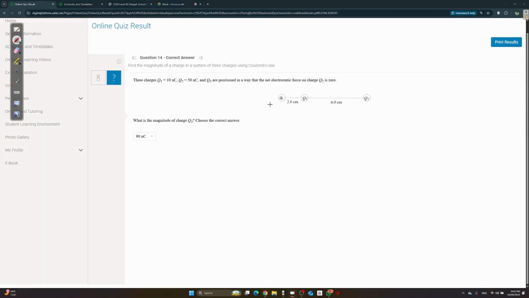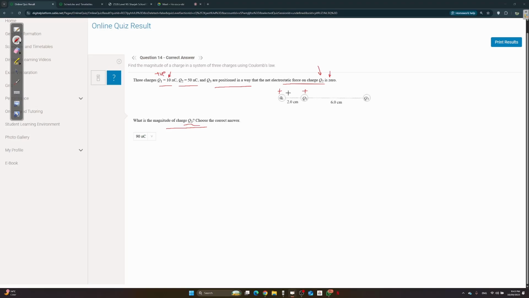Yalla, 14. Three charges Q1 equals 10, Q2 equals 50, and Q3 are positioned in a way that the net electrostatic force on charge Q2 is 0. What is the magnitude of charge Q3? So they're saying that the net force on Q2 is 0. So this force here is equal to that force on the left. So let's take a look. They told us Q1 is positive, so I'm going to put a plus here. Q2 is also positive, and Q3, well, they didn't tell us what it is. They want us to find it.